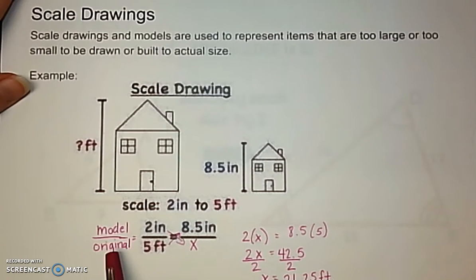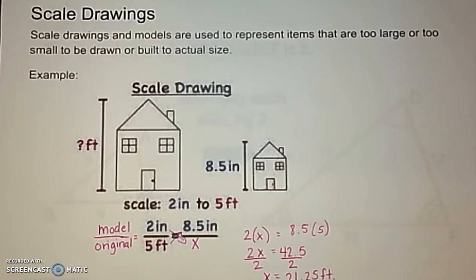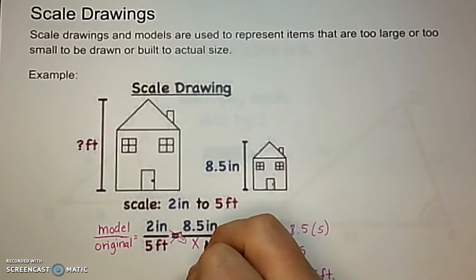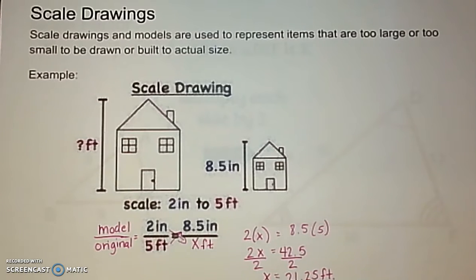So we always compare the model to the original in fractional form, and every fraction is a division problem. But when I have equivalent fractions, I can solve them using a proportion method. So in this case, I'm going to cross multiply. This is what I don't know. I don't know how many feet are going to be in my real house in terms of its height, but I do know that on my model it's 8.5 inches.